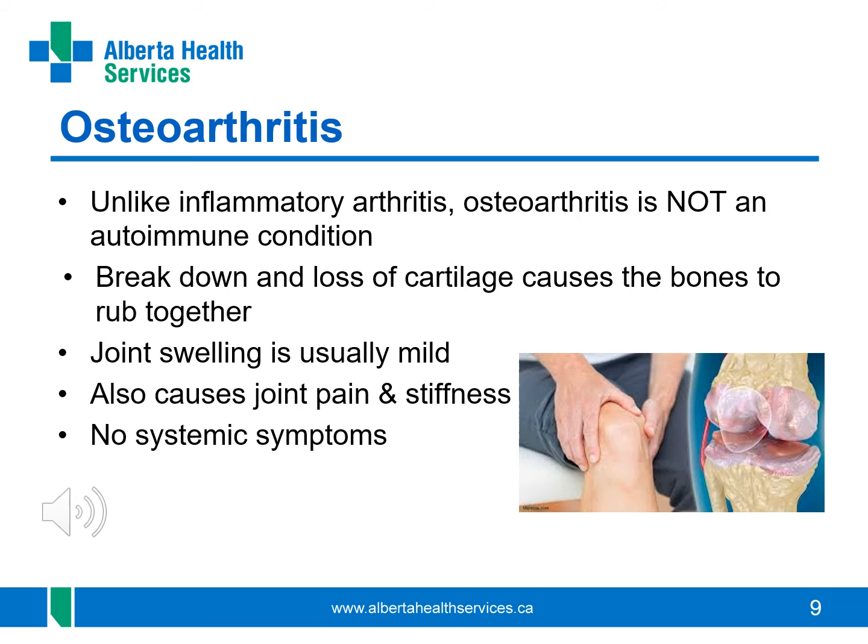Another type of arthritis that usually does not involve inflammation or the immune system is called osteoarthritis. This type of arthritis is very common and is due to the breakdown and loss of cartilage causing the bones to rub together. This is painful because it irritates the nerve endings found at the end of the bones. This can cause some mild swelling, pain, and stiffness. However, unlike inflammatory arthritis, these symptoms are localized to the joints, so patients do not report systemic symptoms.